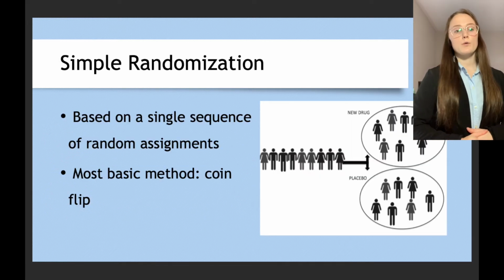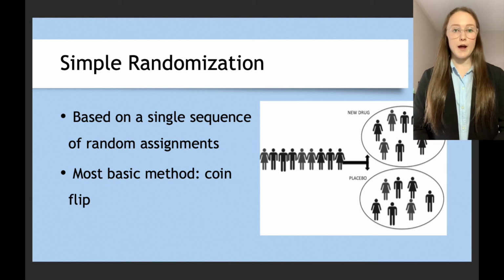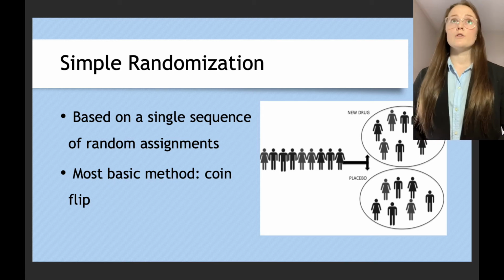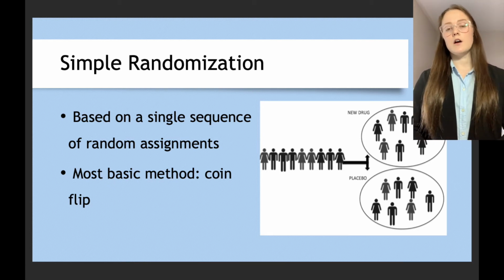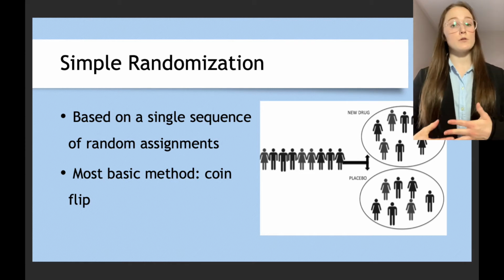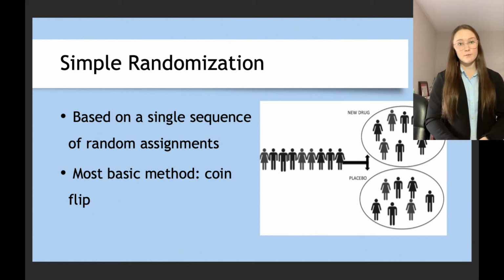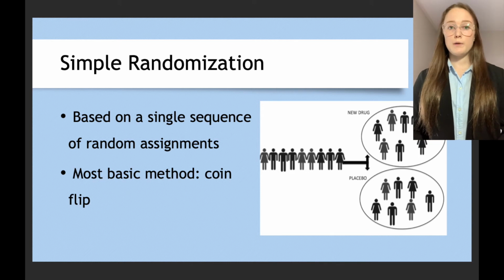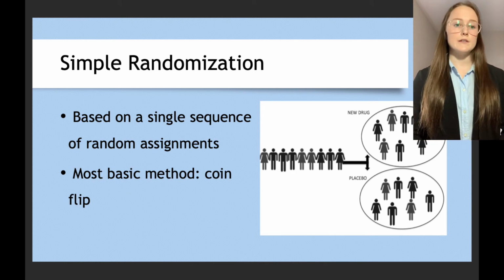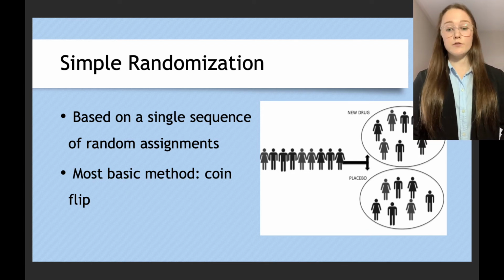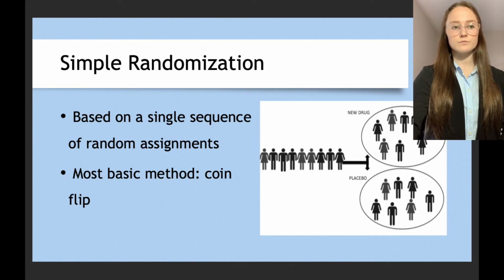So to start off, I'm going to explain a very basic method known as simple randomization, which is based on a single sequence of random assignments, and it's most often achieved by flipping a coin. It can also be achieved by using a deck of cards, rolling dice, or using a set of computer-generated numbers.